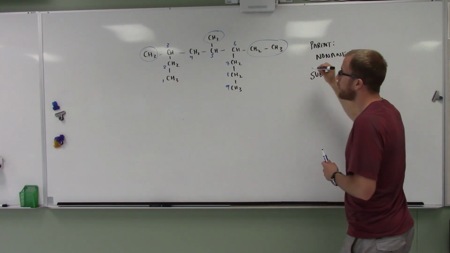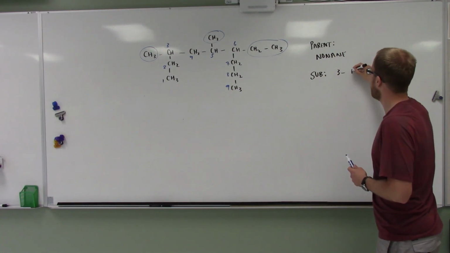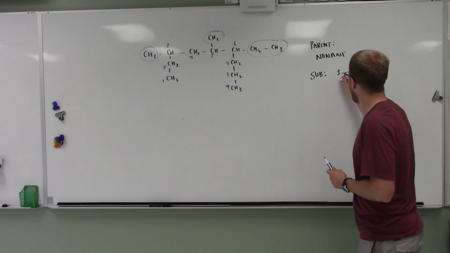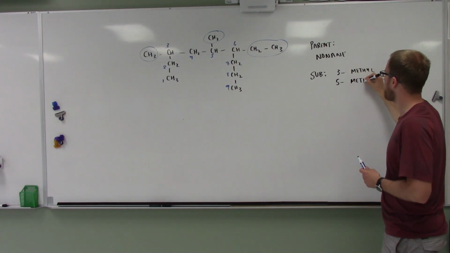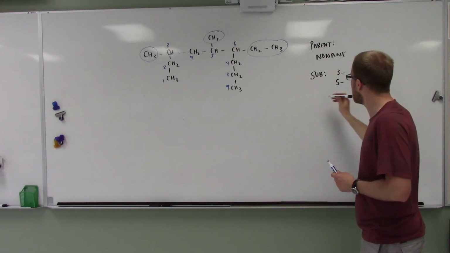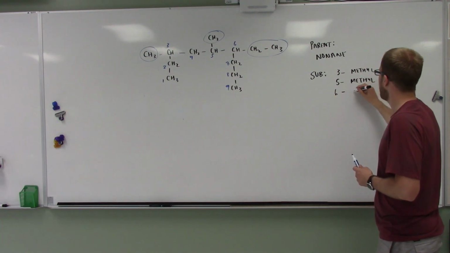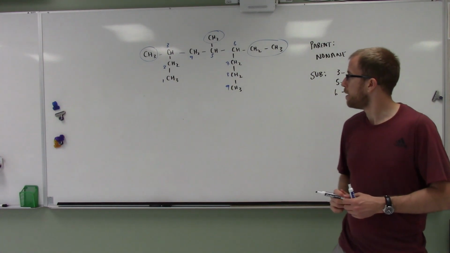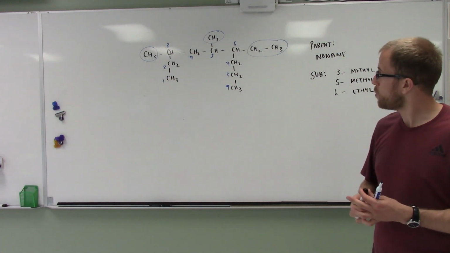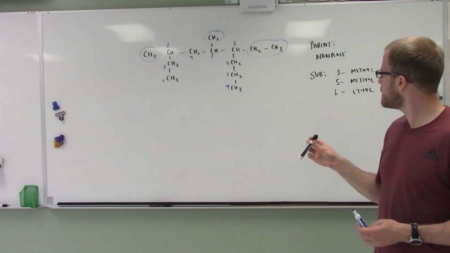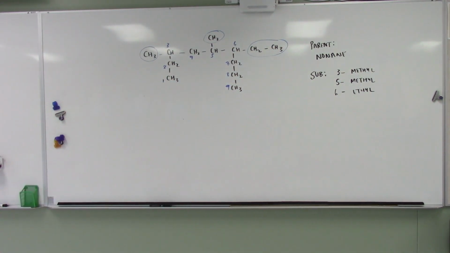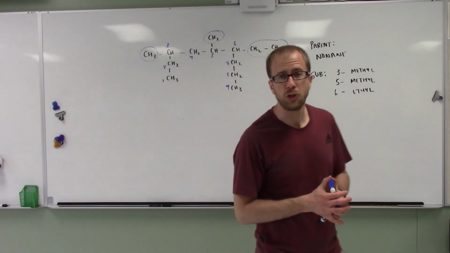So what are our substituent groups? Well, we have 3 methyl, we have 5 methyl, and we have 6 ethyl. Now, you might be asking yourself, is this the lowest numbers possible for our substituent groups? And I'd say that is a very good question.